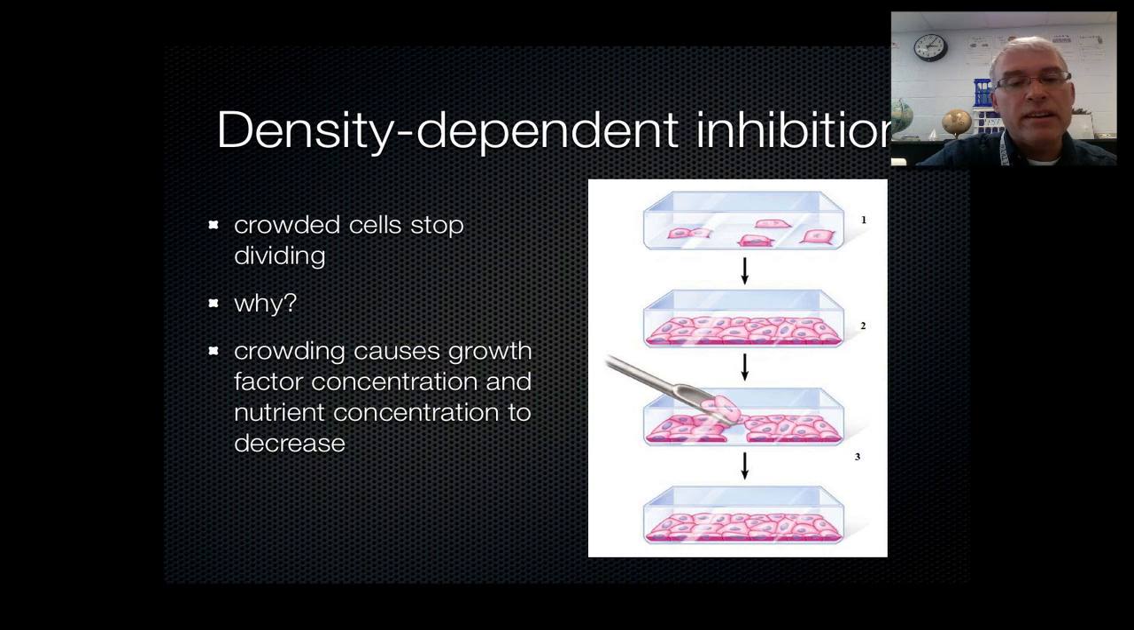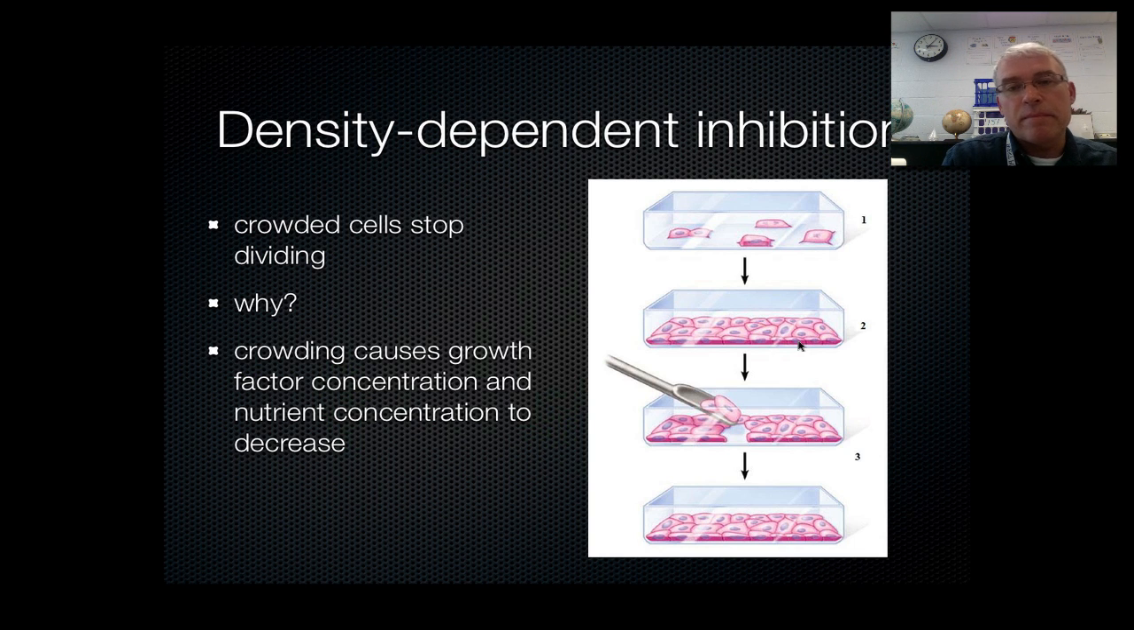And what they figured out is that it's all about the concentration of growth factors and nutrients in this group of cells. If the growth factor concentration and the nutrient level concentration falls too low because of the crowding, the cells stop dividing. They kind of know there's not enough room, there's too many cells, there's not enough food, there's not enough signaling going on here.